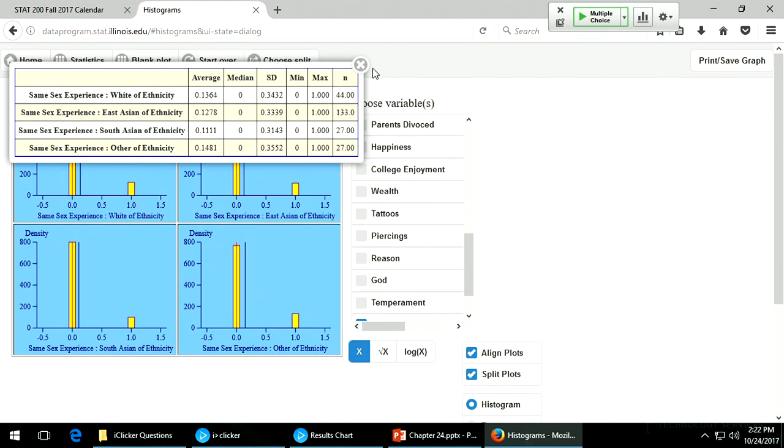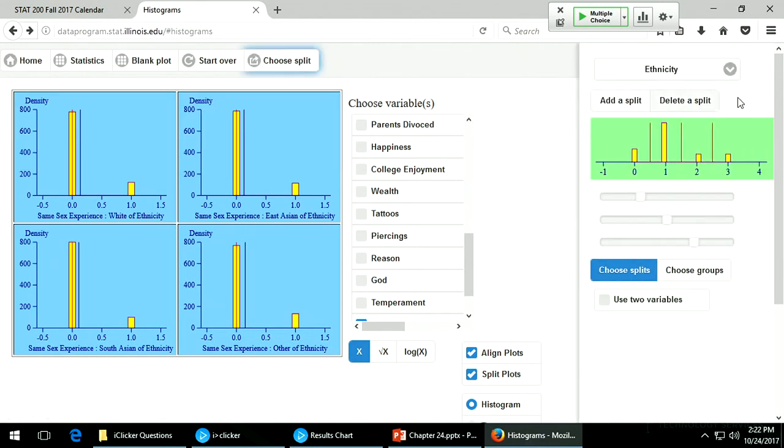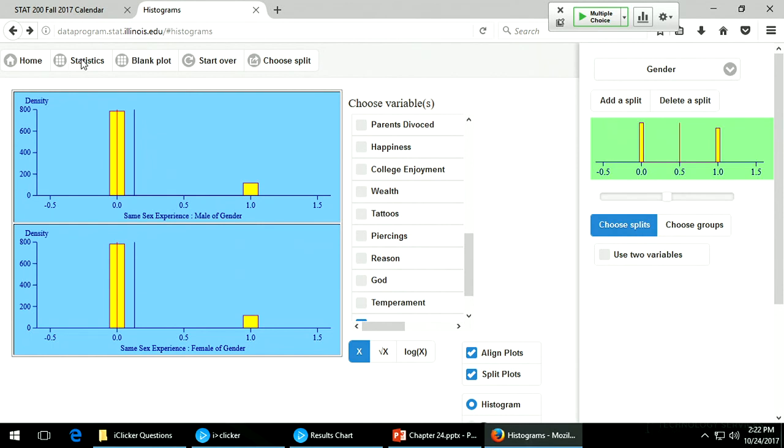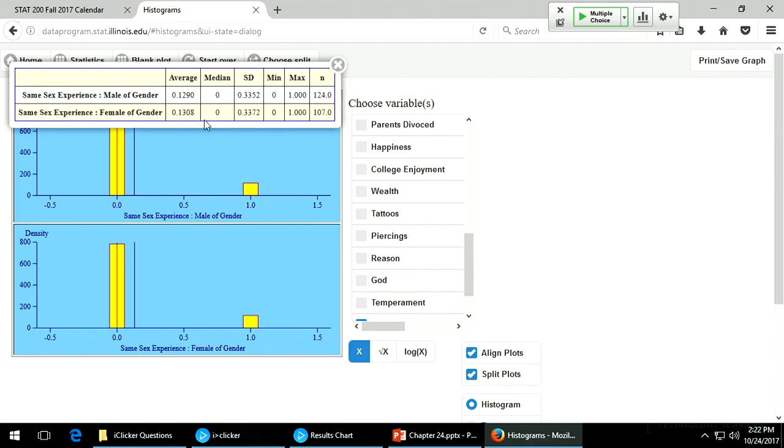I'm going to split on gender. I'm more interested in that now. So let's just choose a split on gender and see how different that is. And let's look at the statistics. And so it says 13% of females versus 12.9% of males. All right. So that's interesting.